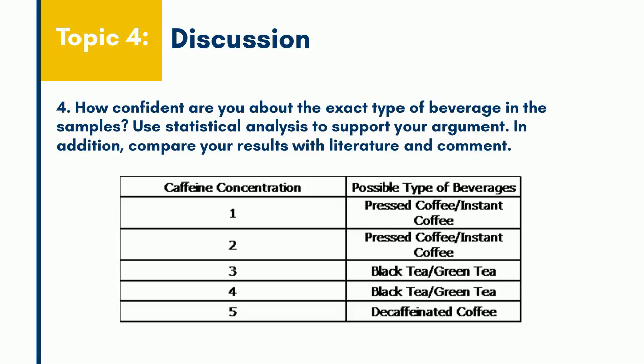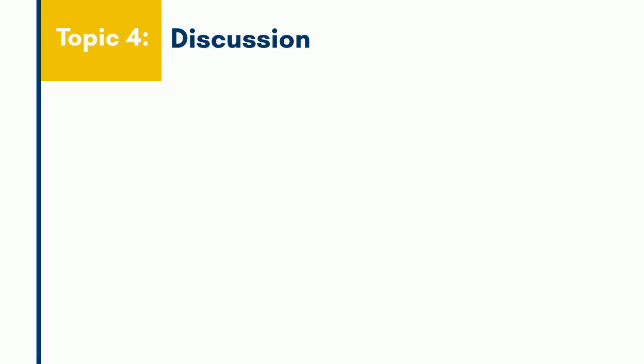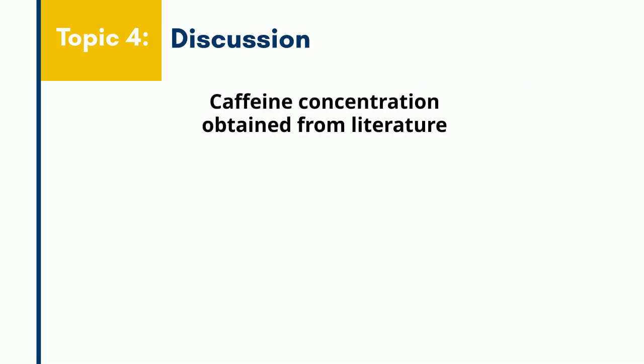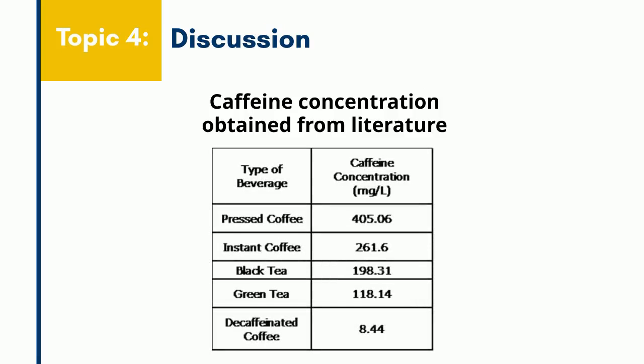Same goes to black and green tea. We do not know for certain which one is higher. However, we are most certain about decaffeinated coffee having the lowest caffeine concentration. Therefore, in order to determine accurately the caffeine concentration for each sample, we carried out some research on various literatures concerning caffeine concentration, and the data we obtained is displayed in the table below.